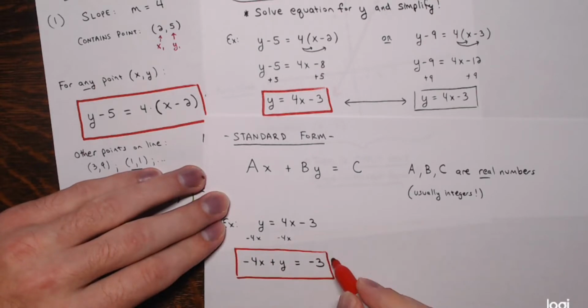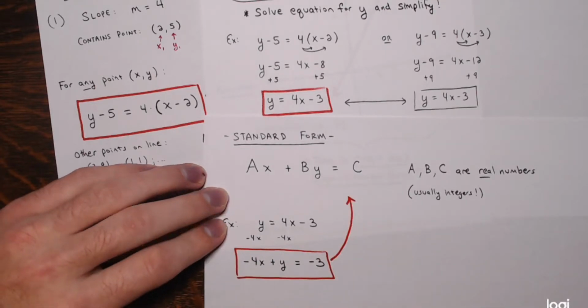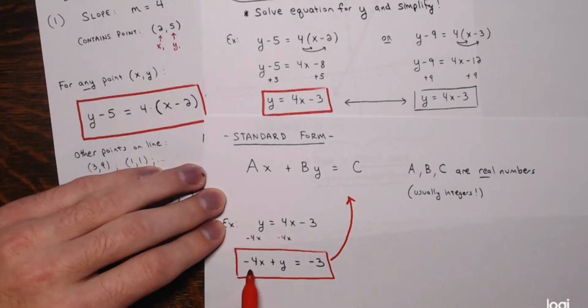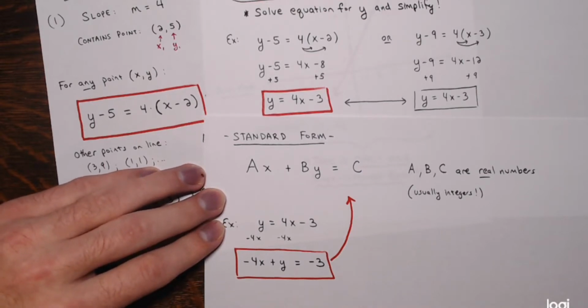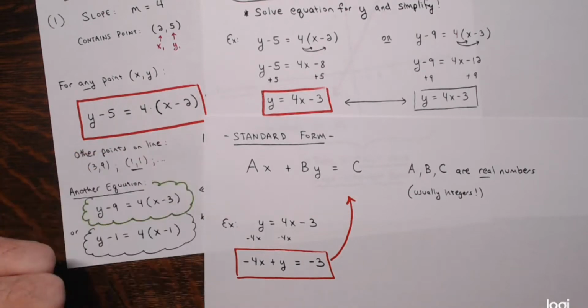This is in standard form, where a is negative 4, b is 1, that's 1y, and c is negative 3. Now if you want to multiply both sides by something, be my guest. You can multiply both sides by negative 1 and make it 4x minus y equals 3. That's still in standard form. If you multiply everything by 2 and make it negative 8x plus 2y equals negative 6, that's also in standard form. Alright, so technically there are infinitely many versions of the standard form, right?